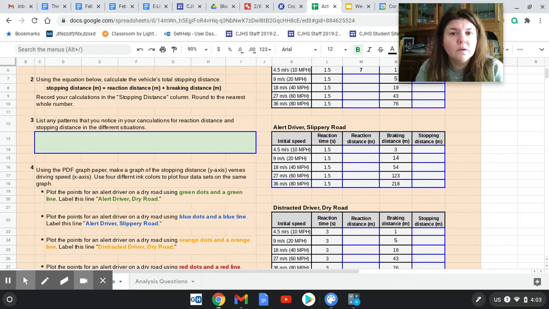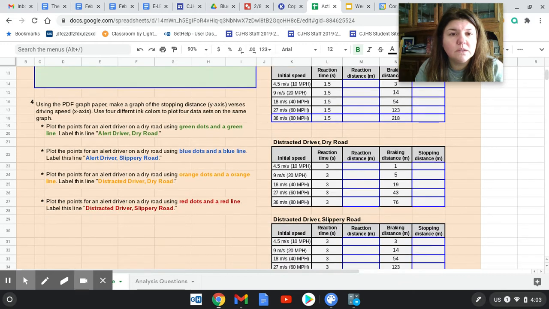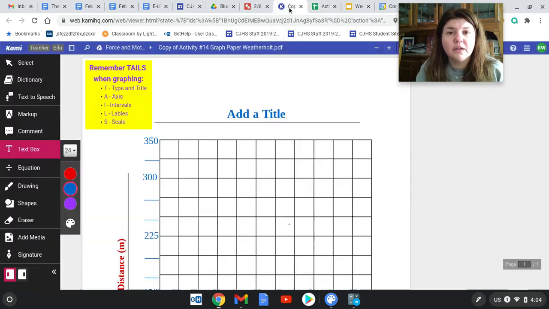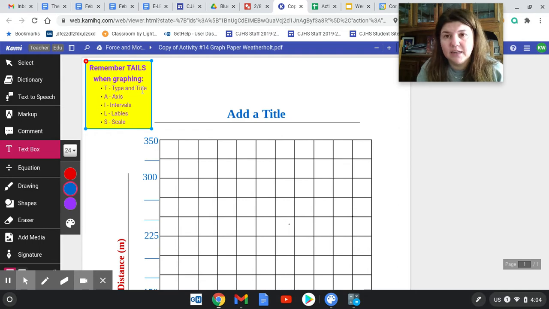Okay. The final thing that you need to do is set up the graph paper here for number 4. I'm not super concerned if you get all 4 lines graphed, but I want your graph paper to be set up. So when we set up the graph paper, remember TAILS, the acronym I use for graphing. And the first thing is the T, which is the type of graph and the title.